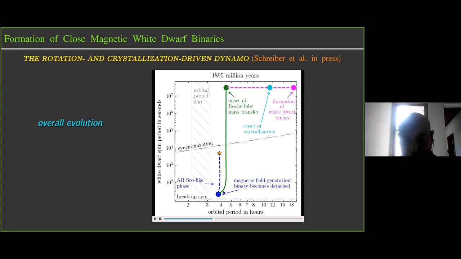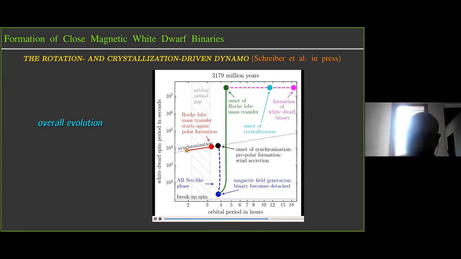At this point, the binary becomes detached. In the beginning of the synchronization, we have an AR Scorpii, and at the end of the synchronization, we have a prepolar. Then this prepolar will quickly evolve into a polar. So we have the second CV phase, but now a CV hosting a strongly magnetized white dwarf. This is a summary of the model, and this video was produced with one track from MESA that we changed to incorporate all these things.